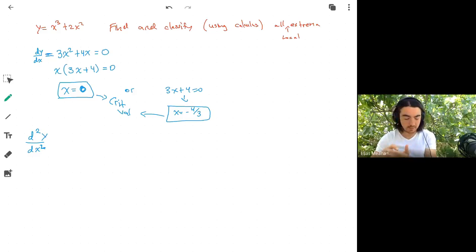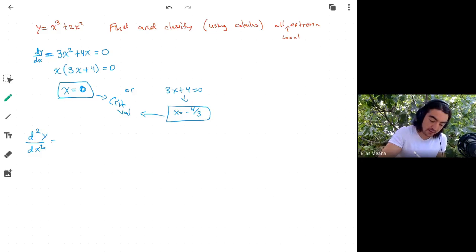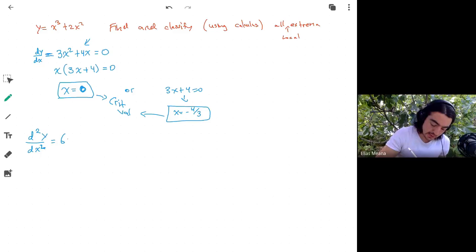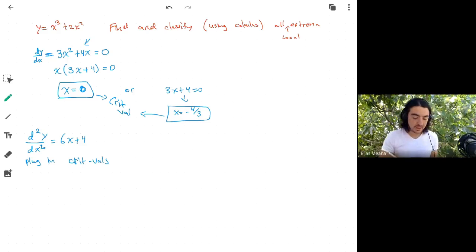And what is the second derivative? Well, just take the derivative again. What is the derivative of that equation there? 6x plus 4. All right. Here's what we're going to do. We have to figure out if the second derivative is negative or positive at each one of these critical values. So we're going to plug in our critical values. Let's plug in 0.